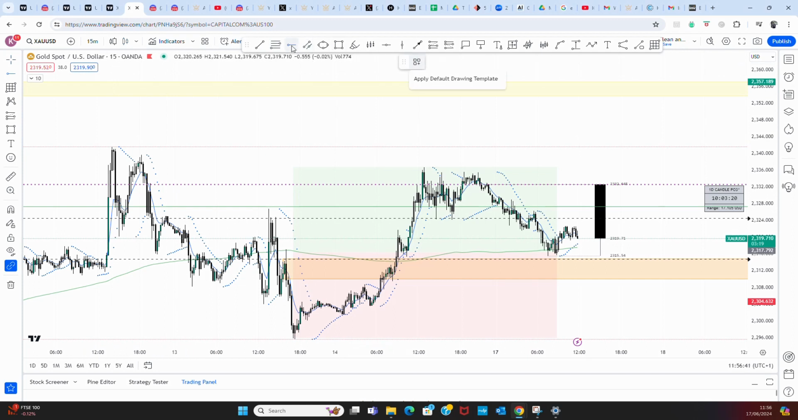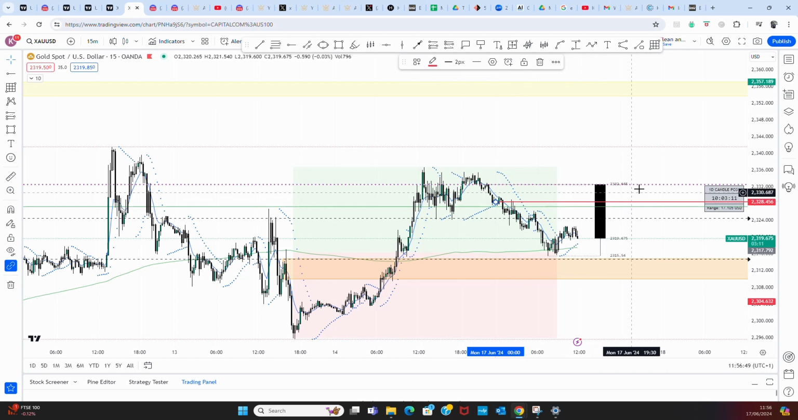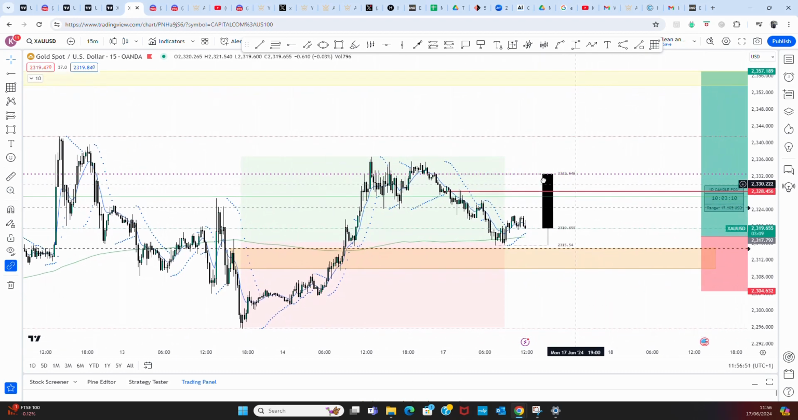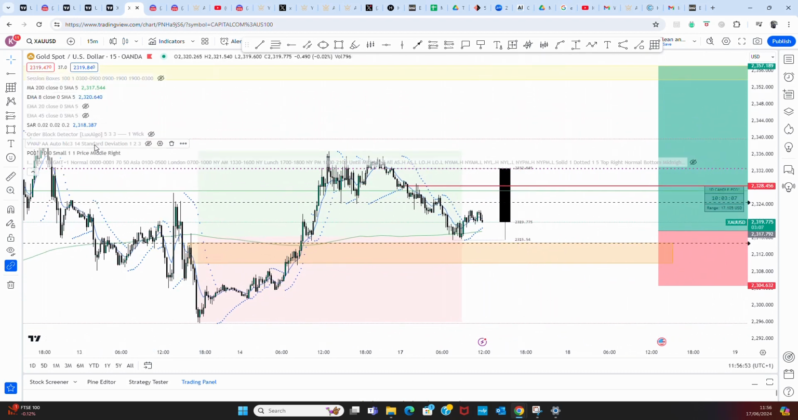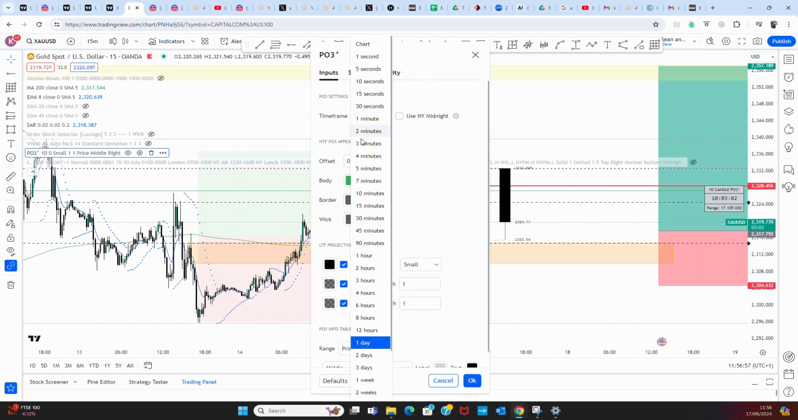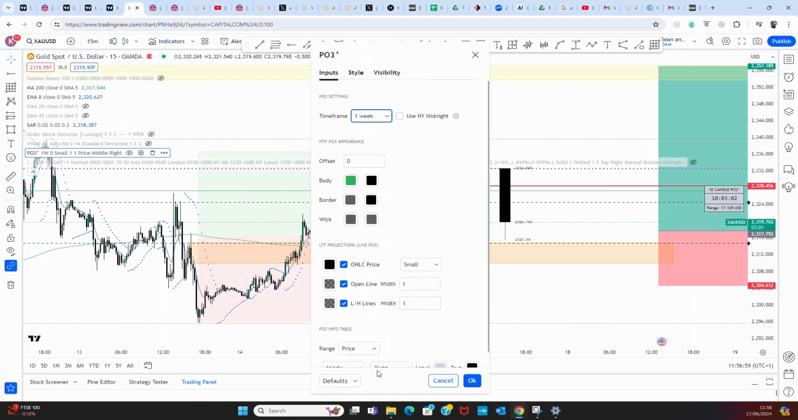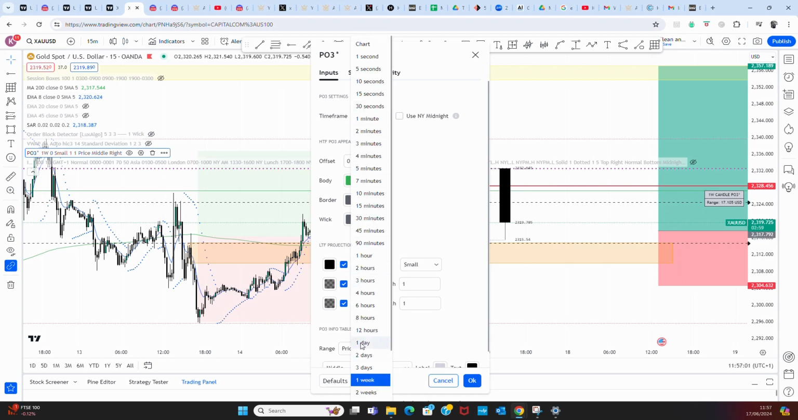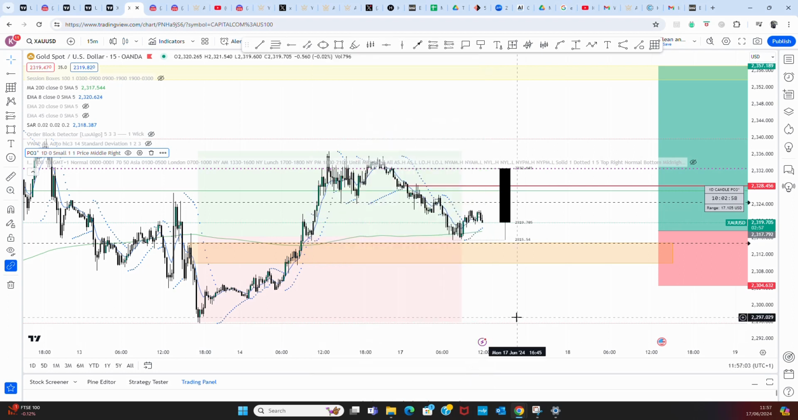I'm a bit inexperienced with gold compared to the Nasdaq. Let's not sugarcoat it. And power of 3. Where's my power of 3? Is it on the day or is it on the week? I want it on the week right now, which ideally doesn't make a difference because the day and the week are coupled up.